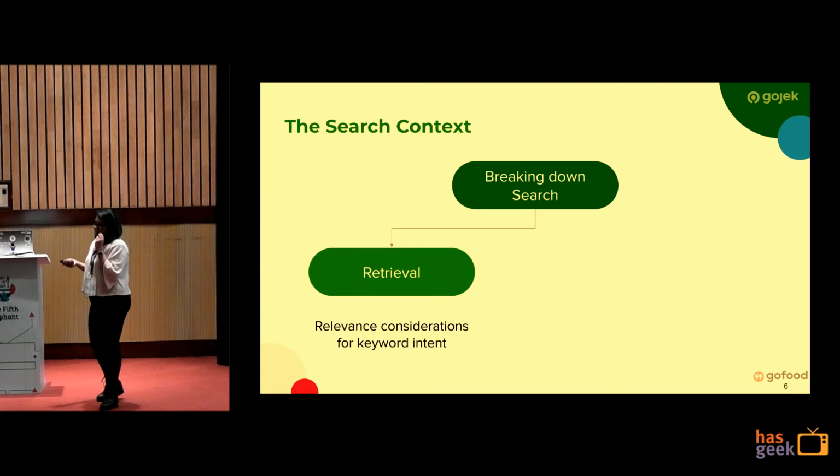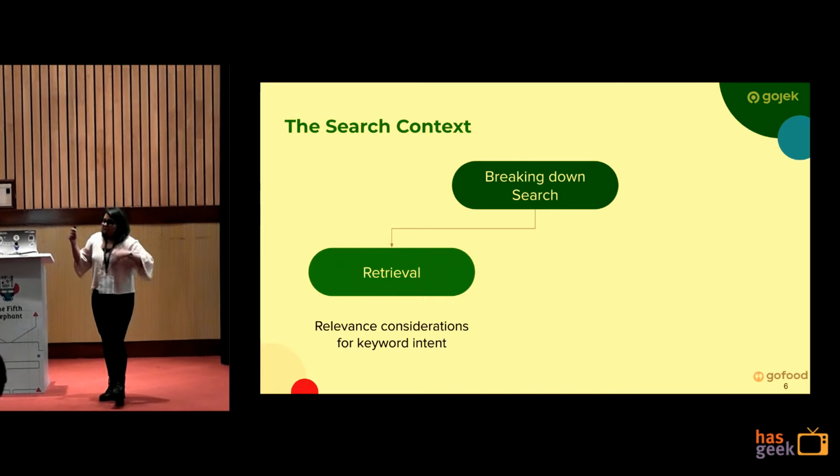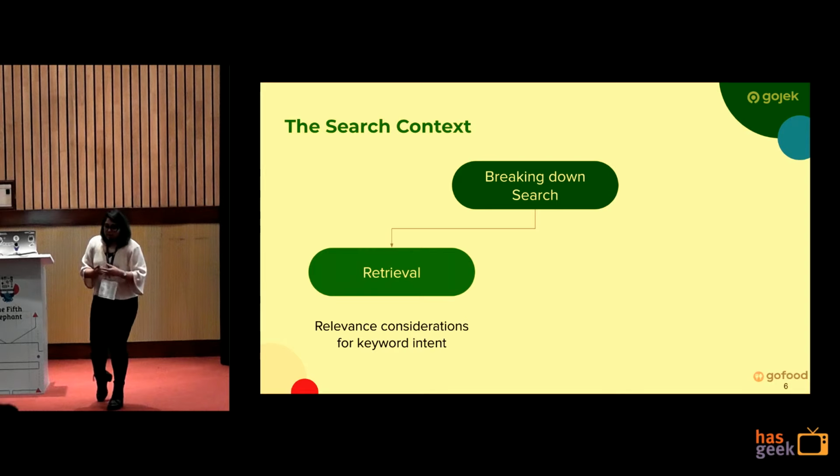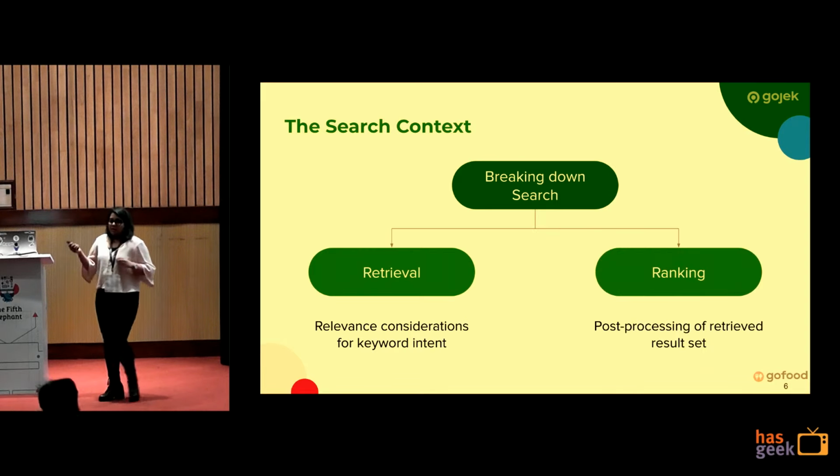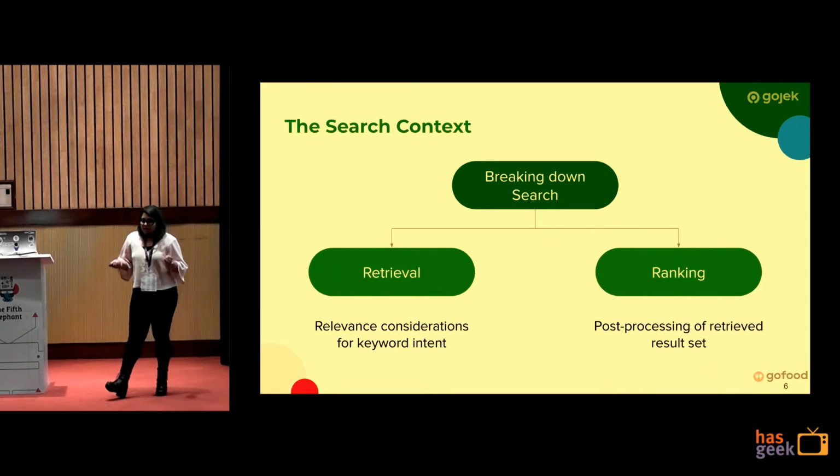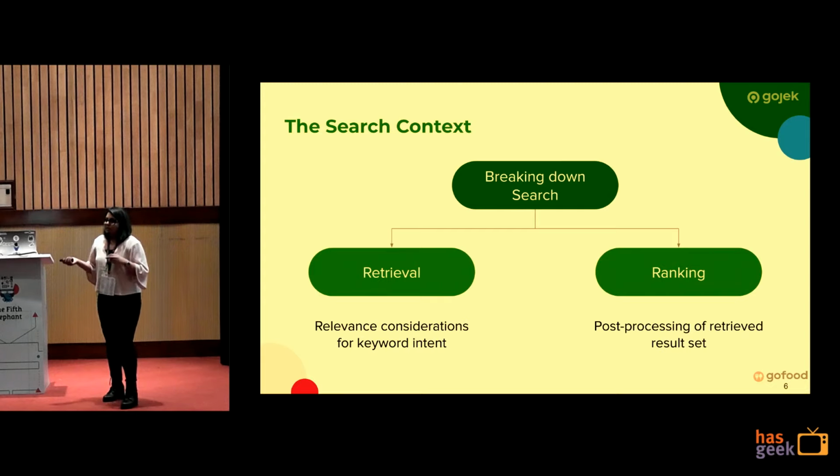The first one is around retrieving all relevant documents. This step includes processing the query and extracting all meaning that we can get out of it. And the second one is around ranking. This includes processing the results after we've gotten them, and this can include filtering or personalized ranking, etc.